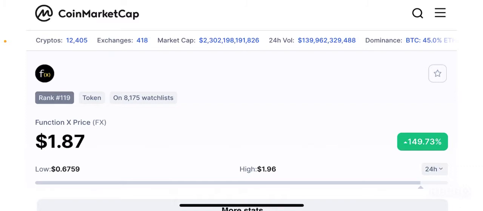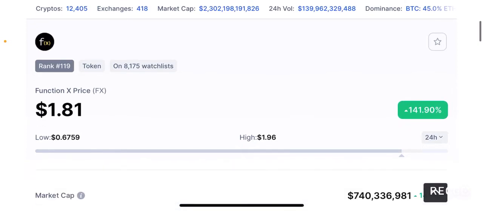This is purely because of the Coinbase announcement, and I pretty much expected that this token would probably be significantly greener, but I didn't expect that it would be 150% higher compared to its past 24 hours price, right?